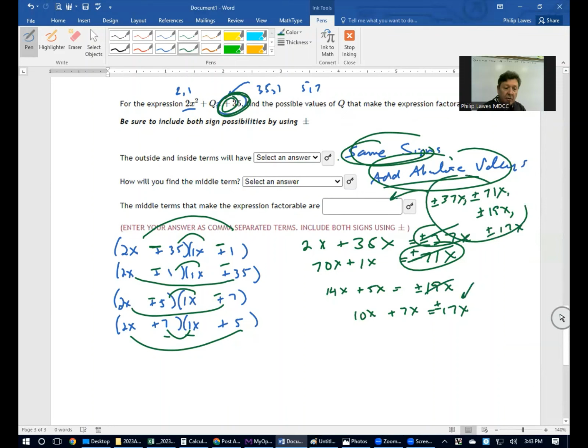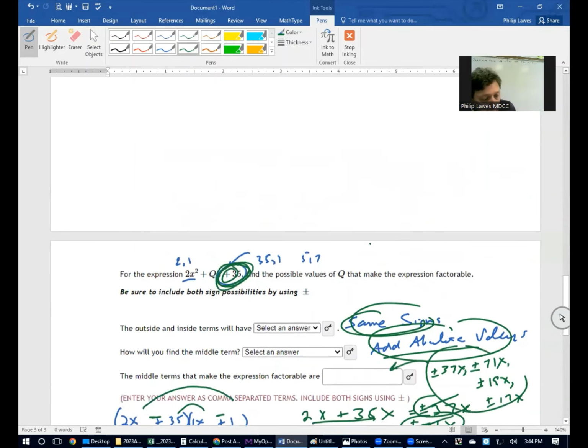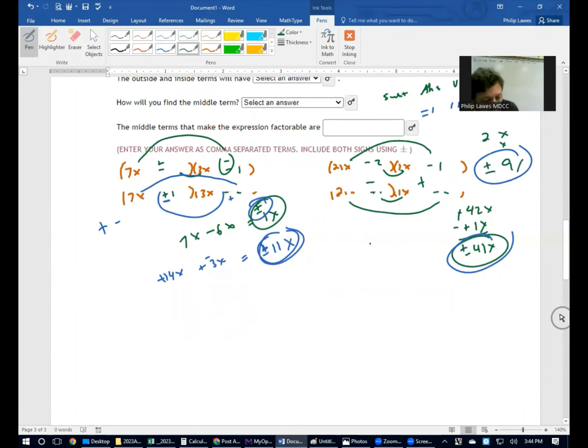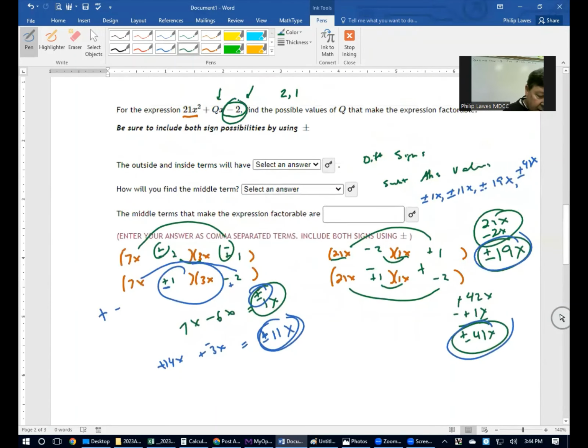A couple of points to notice. Because this was positive, I added these. Because in the earlier one, your constant term had been negative, I subtracted these. I didn't add them to get 13. I subtracted them to get 1.